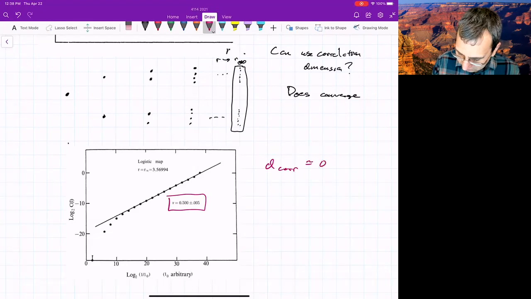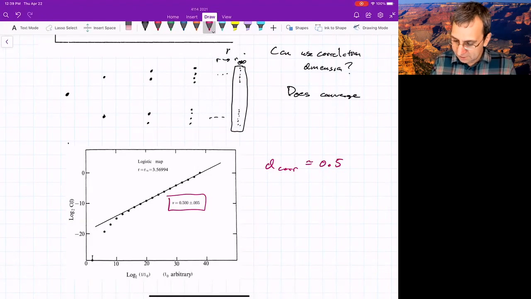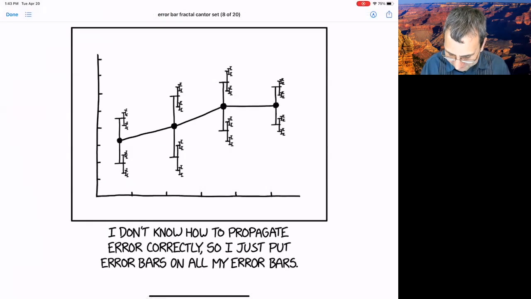So a correlation dimension of almost precisely 1/2 seems odd. I mean, I don't know how to interpret that. Is that significant that it's close to the fraction 1/2? I don't know. I mean, they do get plus or minus something, but it's like plus or minus 1%. So that's interesting. Well, I thought this was kind of funny. When I don't know how to propagate my error correctly, I just put error bars on my error bars. This is not what error propagation is. If you've taken any course in that, it's not what it is. But it looks good. It's like a little fractal thing.